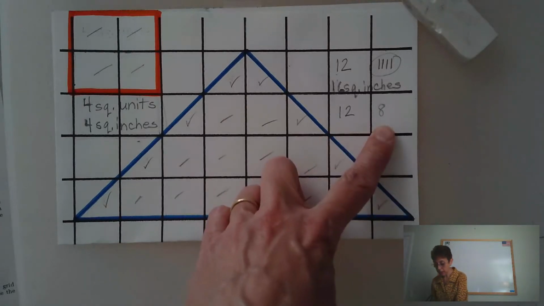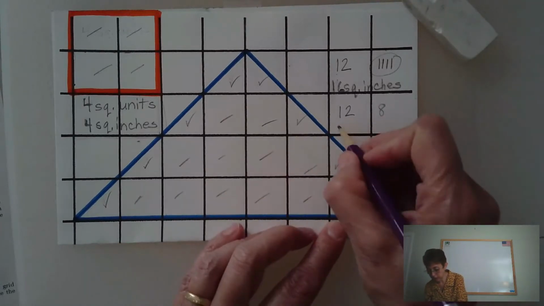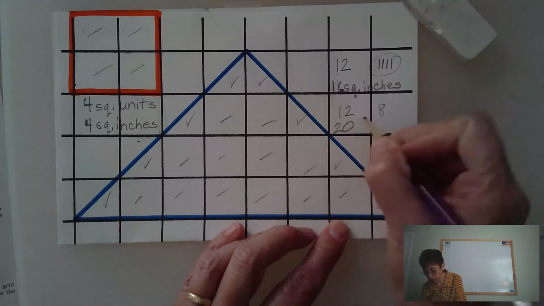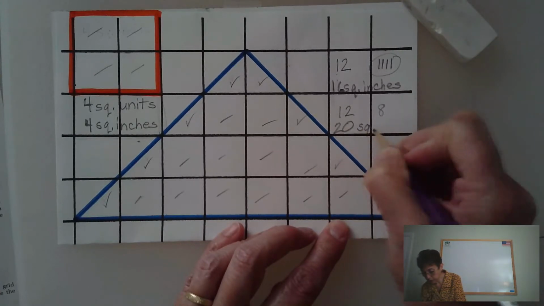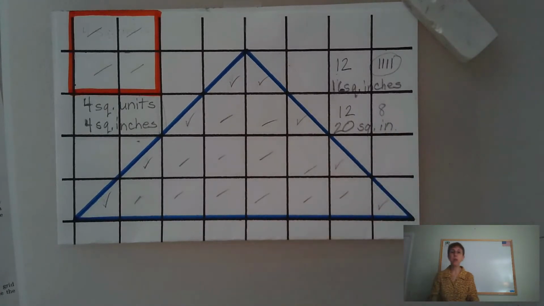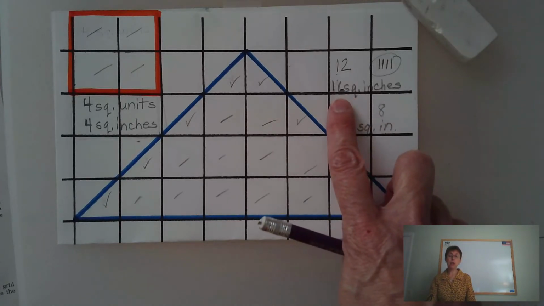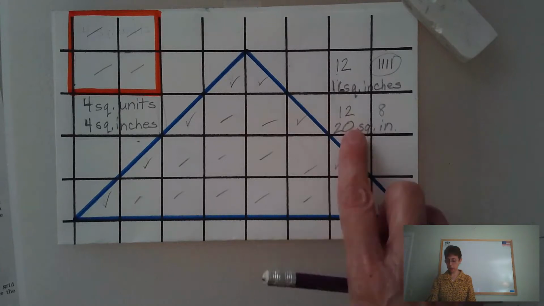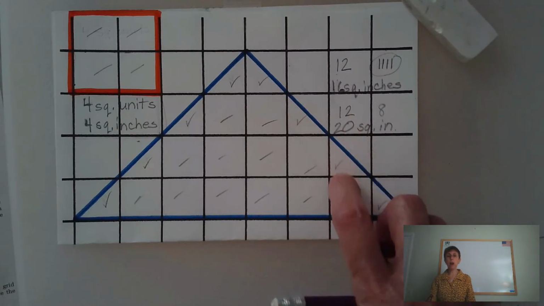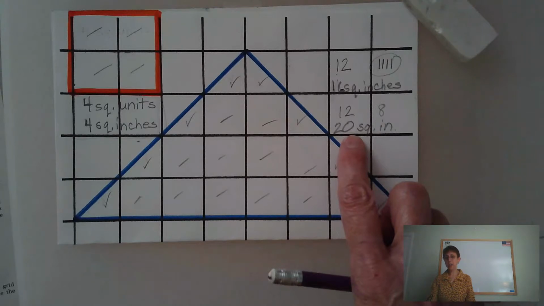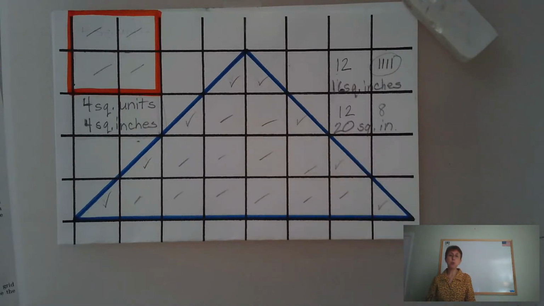So in this case, you would have gotten an estimated area of 20 square inches. Okay, because you had 20 whole ones, and then all of the half ones you also counted as whole ones. So the first estimation you came up with 16 square inches, and the second way of estimating for this particular figure gives us an estimation of 20 square inches.